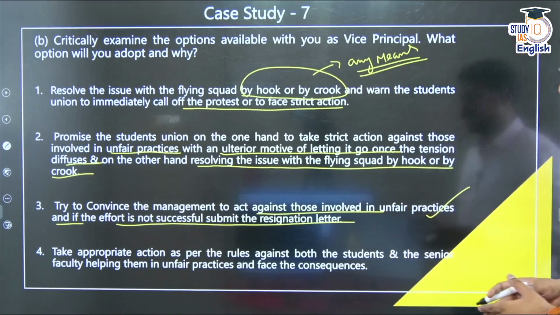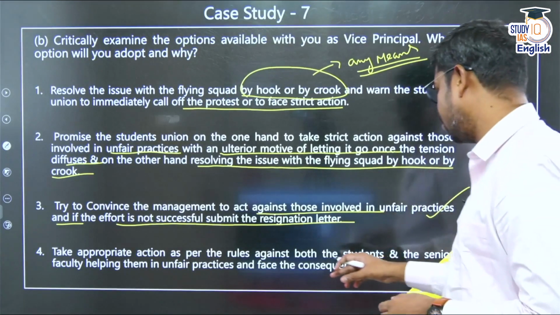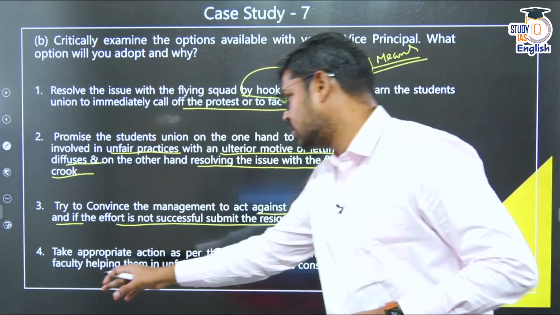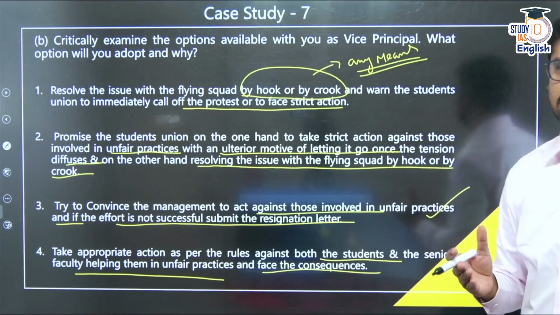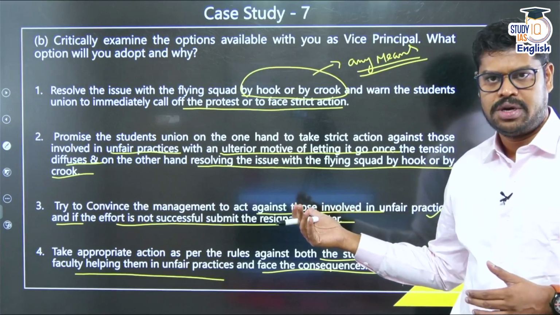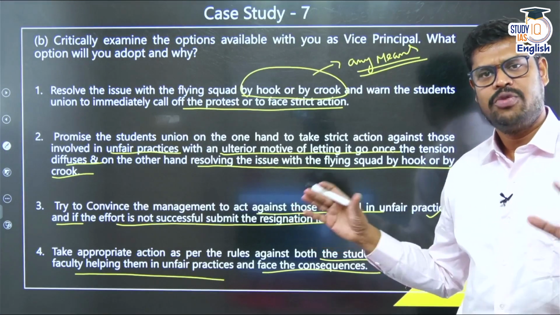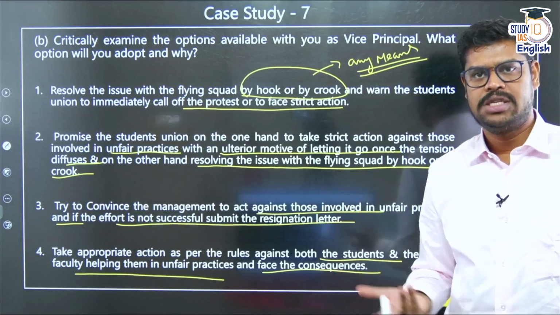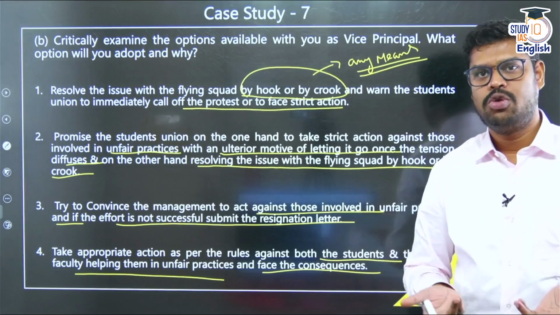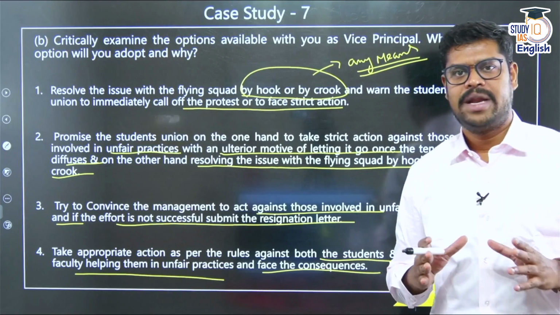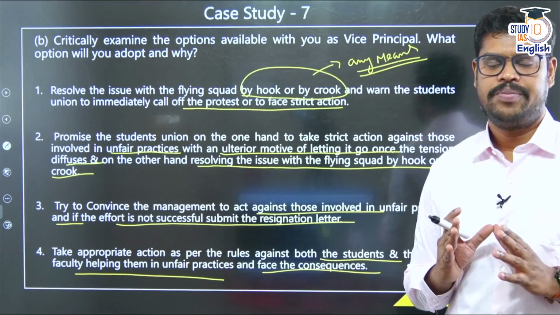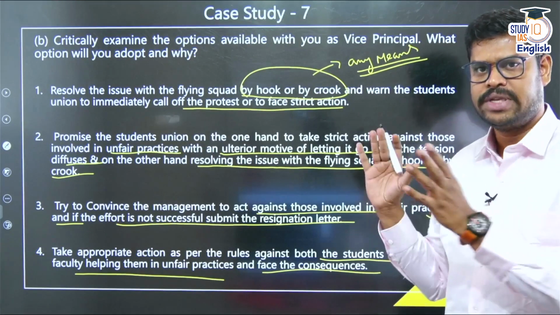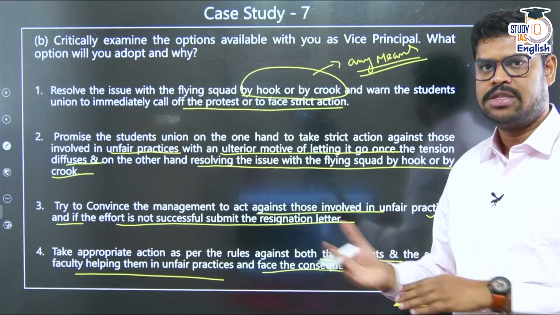Now, take the appropriate action as per the rules against both the students and the senior faculty who was helping them in the unfair practices, and then face the consequences. Now compare the previous option. In the previous option itself, you are ready to submit the resignation. What else can the management do? In fact, the management may not even tell you to resign. At the maximum, the management may not promote you. They can bring a different principal. So that is the maximum consequence I can foresee, but you are ready to resign in this case.